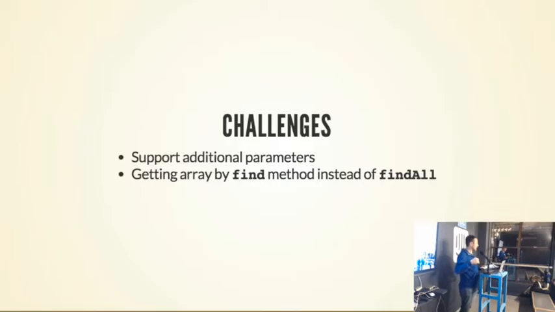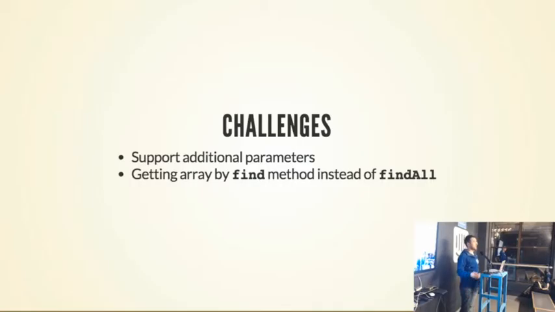The challenges that we faced with JS Data: additional parameters are not supported out of the box. Let's say if you would like to implement server-side pagination, you should also provide the total number of records for each page. It's just an additional parameter for your array. We implemented this mechanism by hooks, and it's not available out of the box.